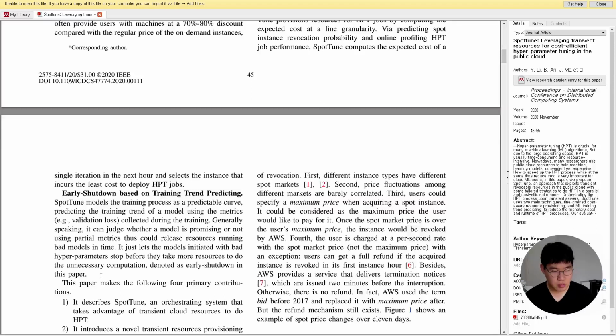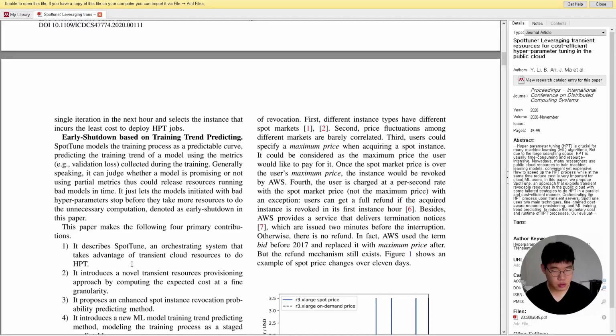This paper makes the following four primary contributions. It describes SpotTune, an orchestrating system that takes advantage of transient cloud resources for HPT. It introduces a novel transient resource provisioning approach by computing the expected cost at a fine granularity. It proposes an enhanced spot instance revocation probability predicting method.